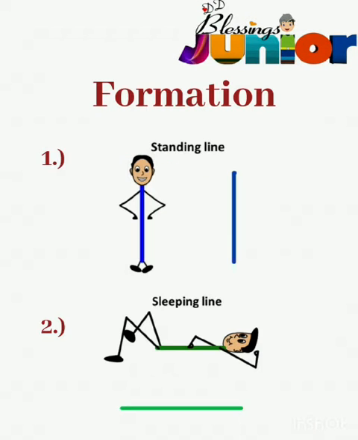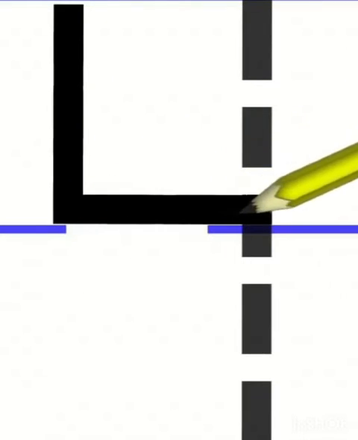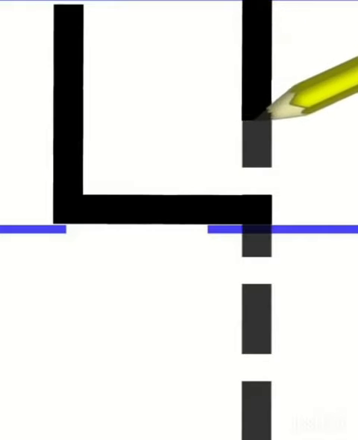Now comes formation of number 4. To make number 4, we need two lines, standing line and sleeping line. With the help of these two lines, we can easily make number 4. Now I'll show you how to write number 4 through a small video. First, we'll start from the top, make a standing line to the middle, then move to right and then lift your pencil, move to the top, make a straight line to the bottom. Hope it is clear to you.